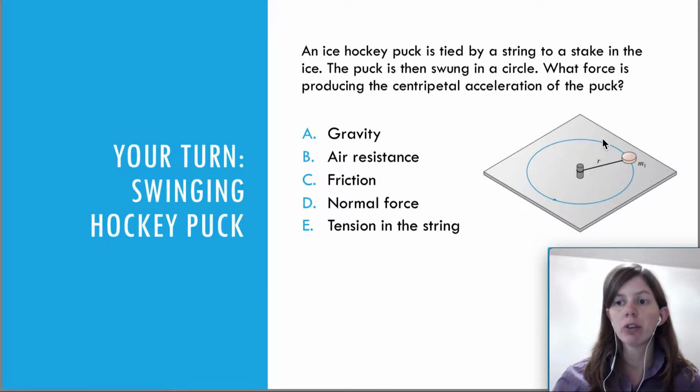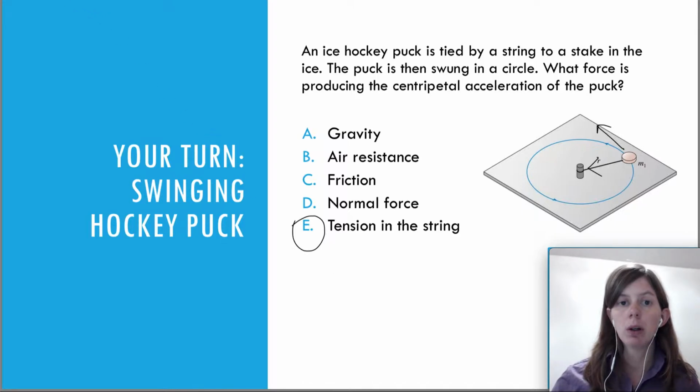So this is similar to what I just talked about here. We have a puck that is tied by a string to a stake in the ice. It's swung in a circle. What force is producing the centripetal acceleration? So hopefully you can see that the answer is E, because the tension in the string points this way. We learned the tension always points away from the object, right? We're looking at this puck that is undergoing circular motion. So if we got rid of this tension, it will go off in a straight line. So that means the tension was providing the centripetal force. It was providing the centripetal acceleration as well, right? If there's a force, there's an acceleration.